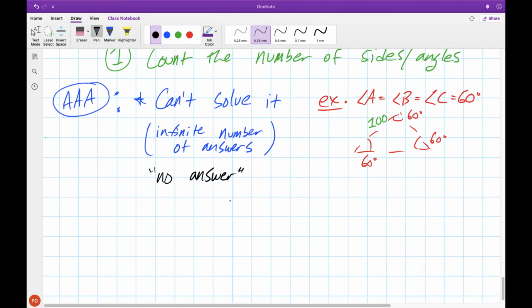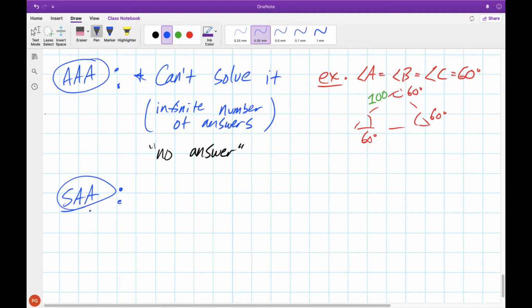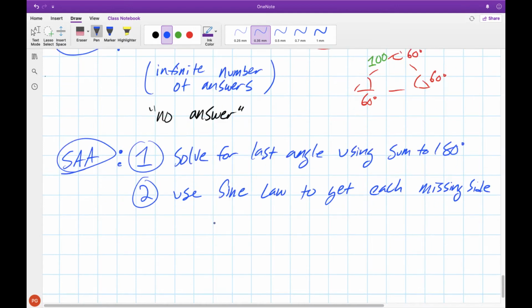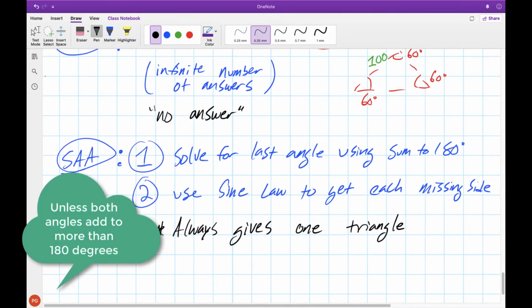You can't solve it. If we're given 1 side and 2 angles, this is one of the cases where we would use sine law. Our first step would be to solve for the last angle. Since we know 2 of them, we know the sum is 180, we can subtract the 2 known angles from 180 and find our last angle. Our second step is just to use sine law. We'll have to use it twice because we have 2 missing sides, and we can get each missing side using sine law. If you have 1 side and 2 angles, you will always get 1 triangle.